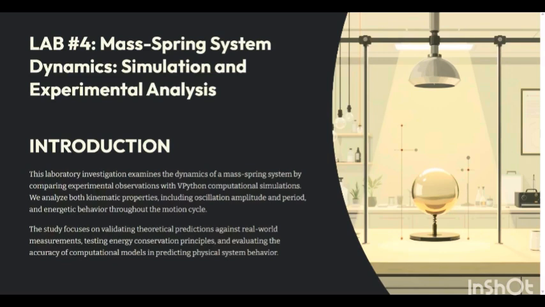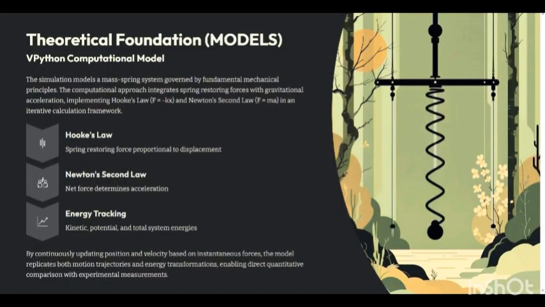system's behavior. For the models and fundamental physical principles, we have a VPython model which simulates a mass connected to a spring, accounting for spring and gravitational forces. It is based on Hooke's law and Newton's second law, and it also tracks kinetic, potential, and total energies of the system. This allows the simulation to replicate both the motion and energy behavior of the real spring mass system, enabling direct comparison with experimental results.